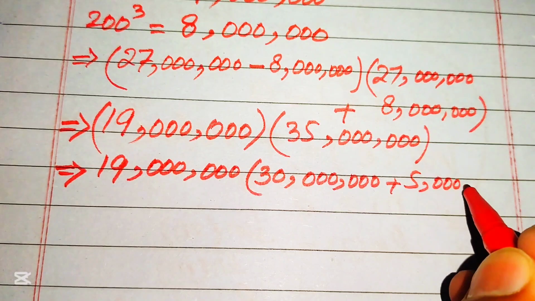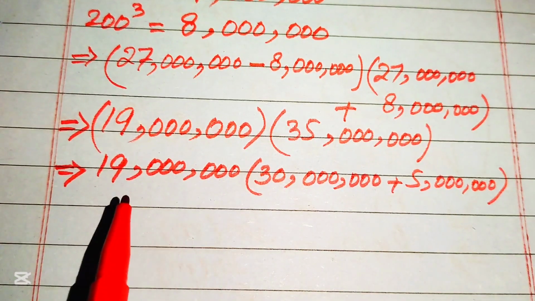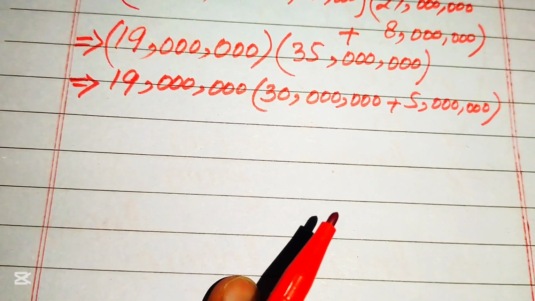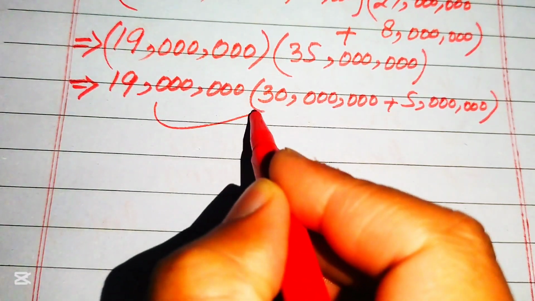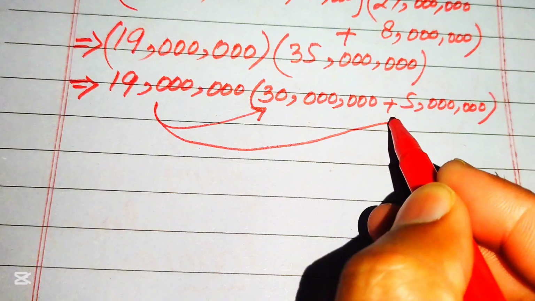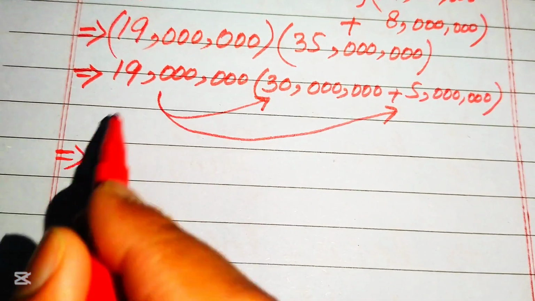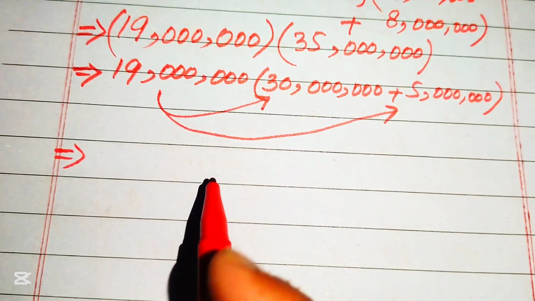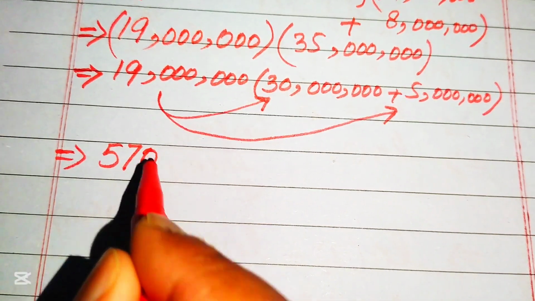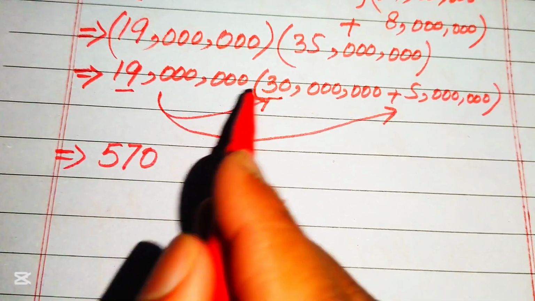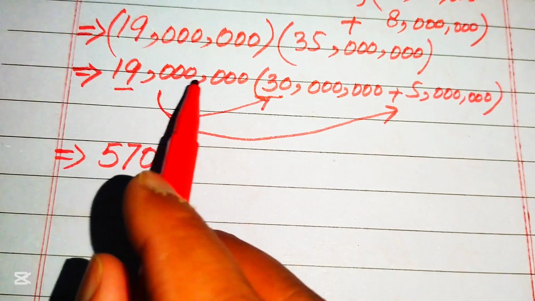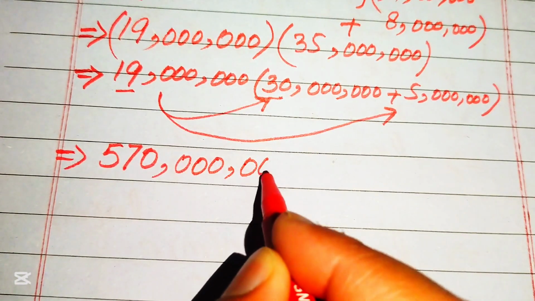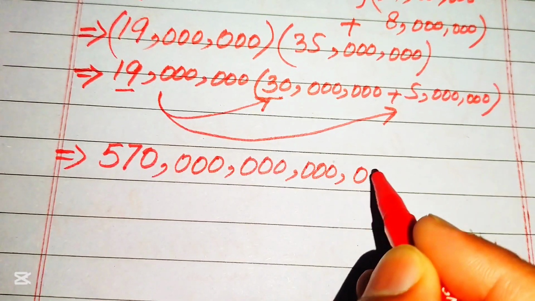We break this number in this form because when you multiply 19 million, it is easy to multiply these terms without using the calculator. We multiply 19 million by 30 million, and after that 19 million by 5 million. First we multiply 19 with 30. 19 times 3 equals 57, so 19 times 30 is 570. And when you multiply these 6 zeros with these 6 zeros, it finally becomes 12 zeros. So these are the 12 zeros.